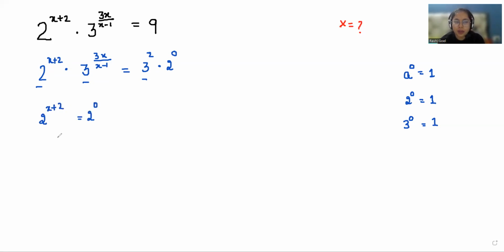So if the base are equal, their power are also equal. So x plus 2 is equals to 0. So x is equals to minus 2. From this we get the value of x is minus 2. So we'll check with 3 also.